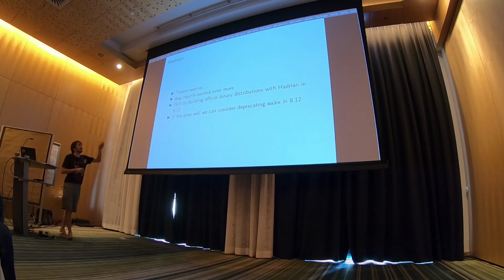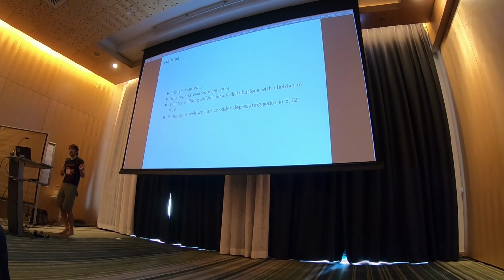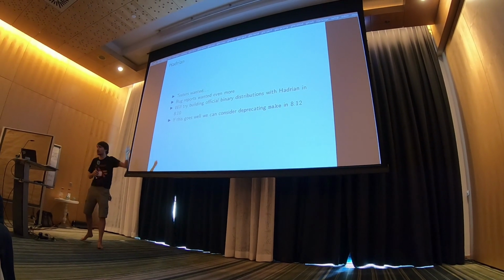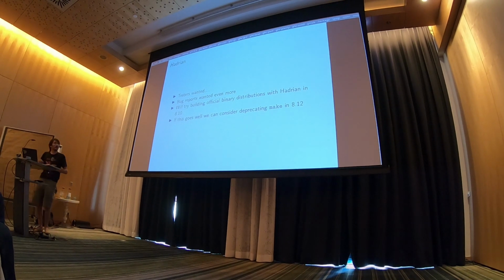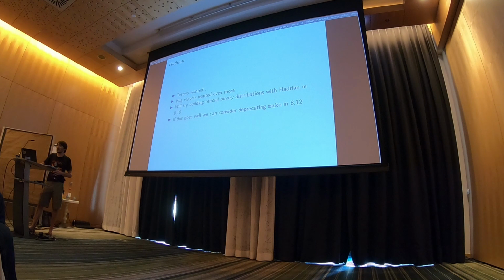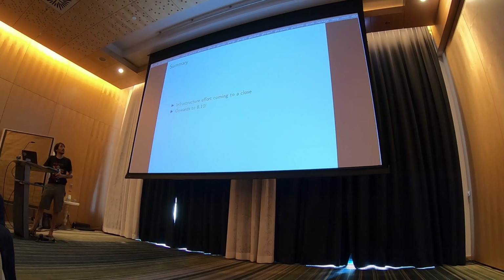Finally, if you build GHC, please test Hadrian. We want testers for Hadrian, and moreover we want bug reports. We really want to get this going, and perhaps even consider deprecating Make in 8.12 if things go well. So I believe that is pretty much everything.